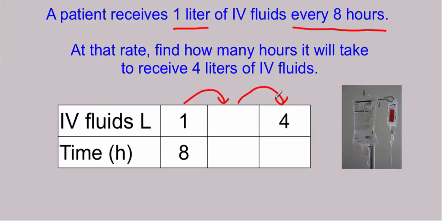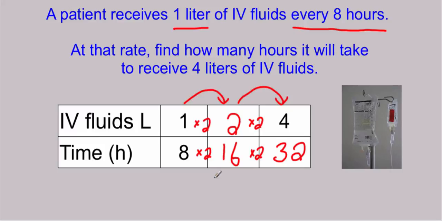So let's multiply top and bottom by 2, because 2 is a factor of 4. So 1 times 2 is 2, and 8 times 2 is 16. How do I get from 2 to 4? Oh, Mackenzie says times 2, and 16 times 2 then would be 32. So it's 4 liters of IV fluids in 32 hours.